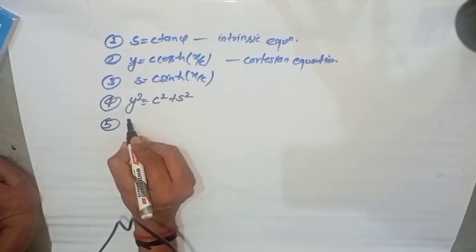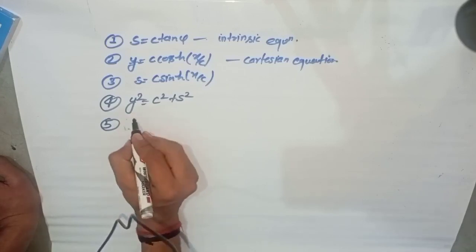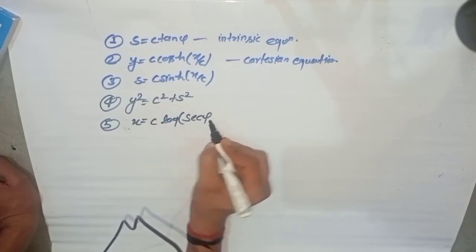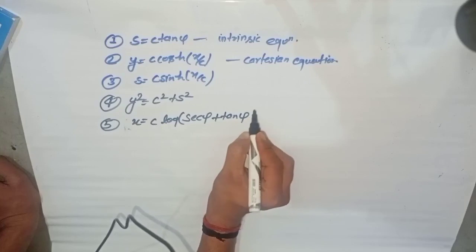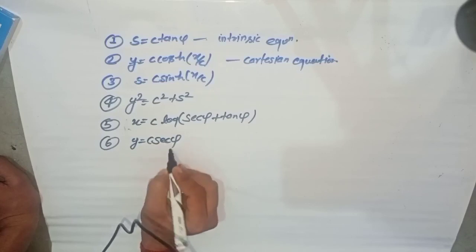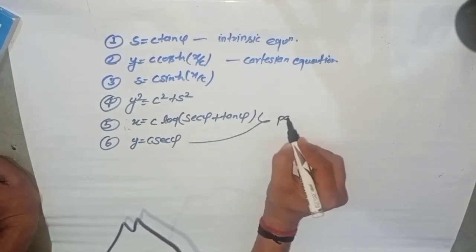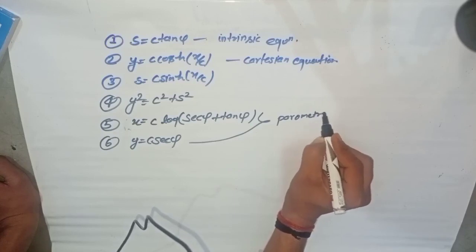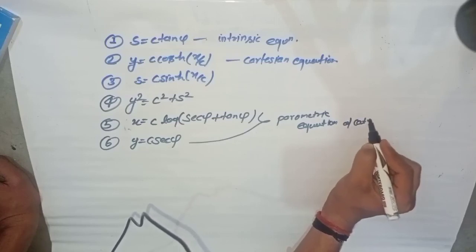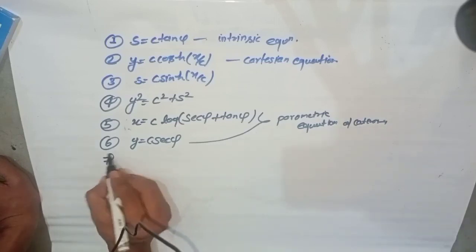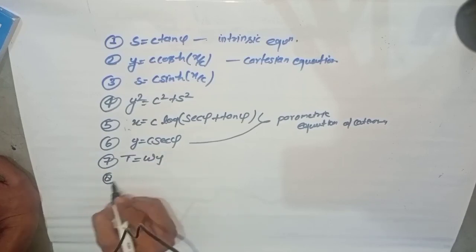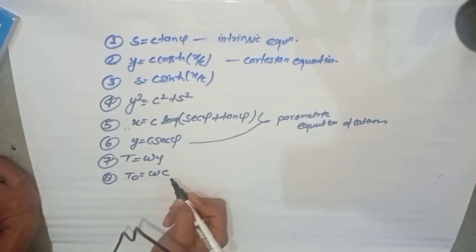And fifth is x equal to c log of sec psi plus tan psi. And sixth is y equal to c sec psi. These two are known as the parametric equations of the catenary. Now seventh is T equal to w y, and eighth is T naught equal to w c. This was proved in the first lecture.